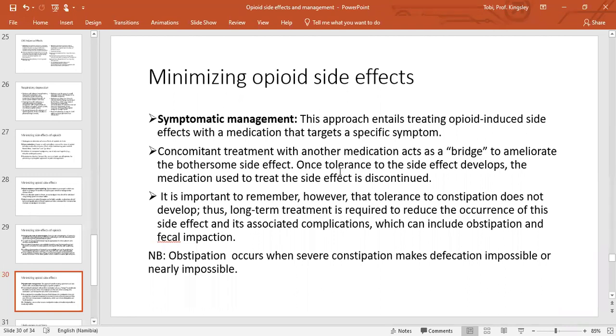It is important to remember that tolerance to constipation does not develop. Therefore, long-term treatment is required to reduce the occurrence of this side effect and its associated complications, such as obstipation and fecal impaction. You know what obstipation means? I said it here. This occurs when severe constipation makes defecation impossible. You say a patient is constipated, but he can still pass some stool. But if the patient is obstipated, he cannot.